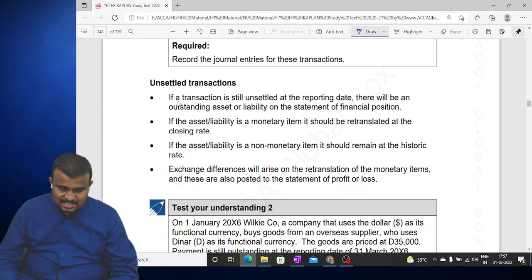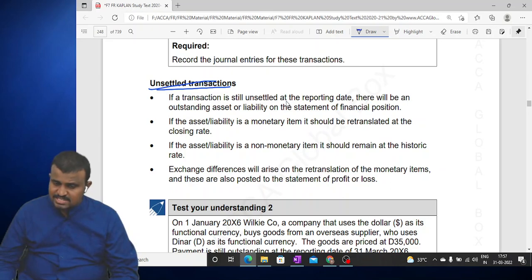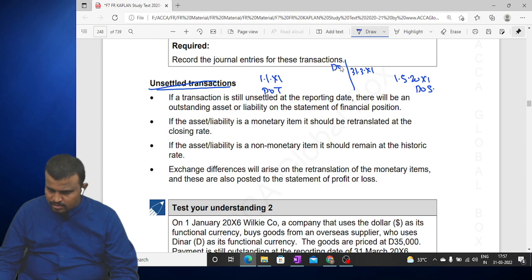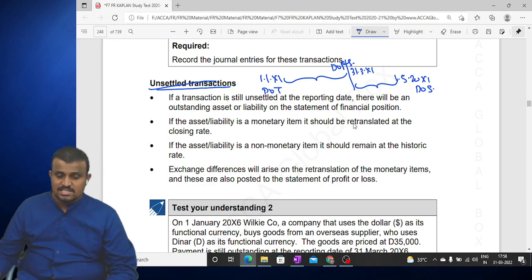Next, unsettled transactions. The transaction is still unsettled, meaning 1/1/20X1 and 1/5/20X1. This is the date of transaction and this is the date of settlement. But in between, 31st March 20X1, the date of financial statements, is there. Then we have to consider exchange difference first between these two dates and later between these two dates.